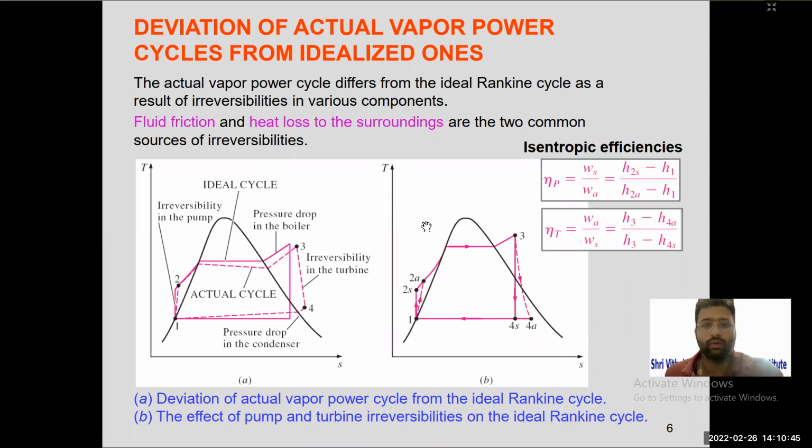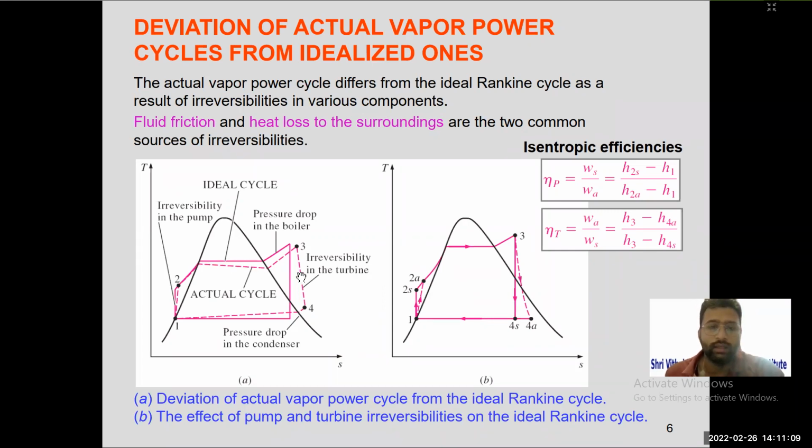So here it is. On the second diagram, you can check 1 to 2s was the theoretical one, but 1 to 2a is the actual one. Again, 2 to 3, in this case, again in the boiler, as the water flows, there is a pressure drop along the length of the tube. Again, we get a pressure drop. So you can see here, this is a pressure drop in the boiler tubes.